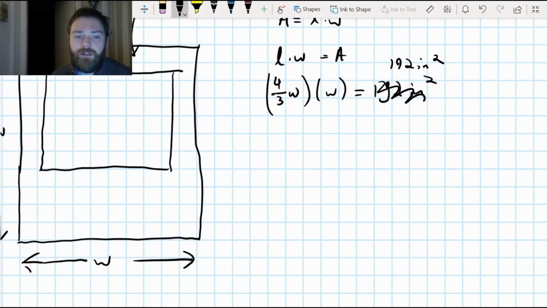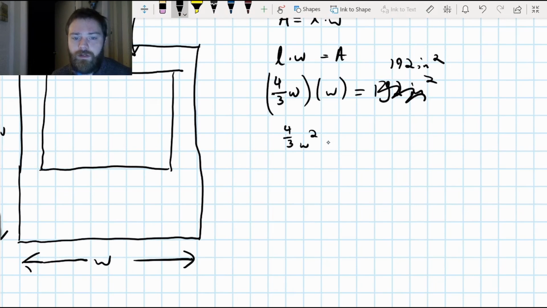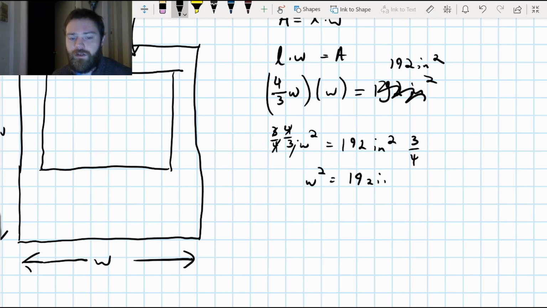So W times W is going to be 4/3 W squared equals 192 inches squared. And then I want to get rid of this 4/3. If you remember your operations of solving equations with fractions, you want to multiply both sides by the reciprocal. So those cancel out, the 3's cancel out, and you get W squared equals 192 inches squared times 3/4.